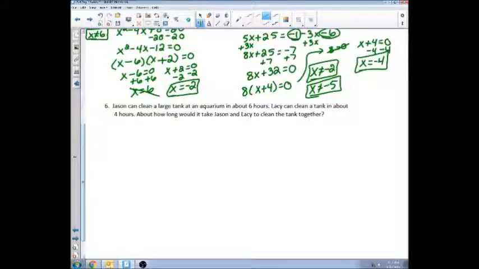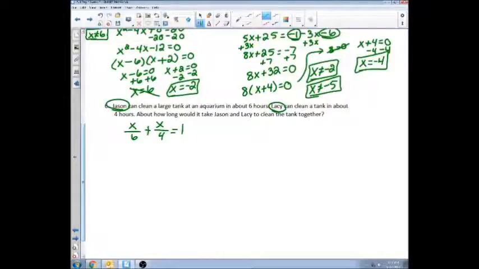So what we're going to do is we're going to take the amount of time. We do not know how long it is. We're going to take the amount of time, though, to set up Jason's portion of our problem. So the amount of time, we don't know what it is, so we're going to use x. We're going to divide that by the 6 hours that it takes him to clean a large tank. Then we're going to add that to Lacey's portion of the equation, which is we don't know how much time. We're going to divide it by her 4 hours it takes her. Between the two of them, they're going to get one job done, so we set that equal to 1.